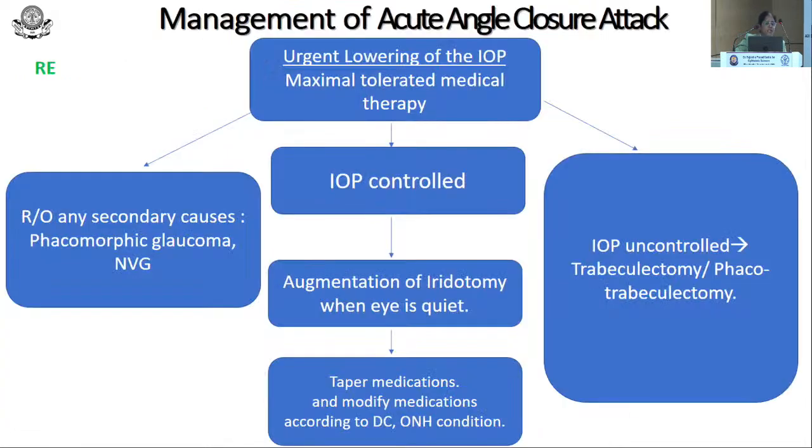Coming to the management, as we know, acute angle closure attack requires urgent lowering of the IOP with maximum tolerated medical therapy, and we have to rule out any secondary cause for the angle closure attack like phacomorphic glaucoma or NVG. When the IOP is controlled, augmentation of the iridotomy is required, taper and modify medication according to the diurnal control and optic nerve head changes. If the IOP is not controlled, the patient can be planned for trabeculectomy or phacotrabeculectomy depending upon the grade of the cataract.